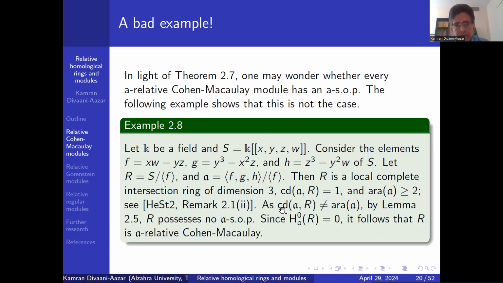On the other hand, since the cohomological dimension of A in R is 1, and the zeroth local cohomology of R with respect to A is 0, we only have one non-zero local cohomology. So by definition, R is A relative Cohen-Macaulay, but because these two are not equal, we don't have any A relative system of parameters.